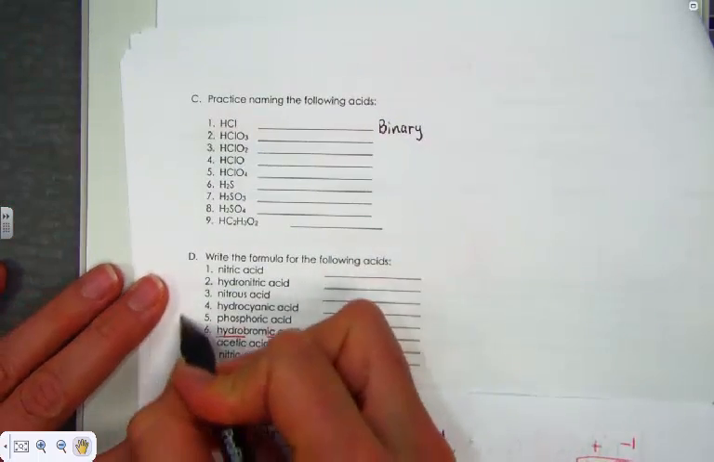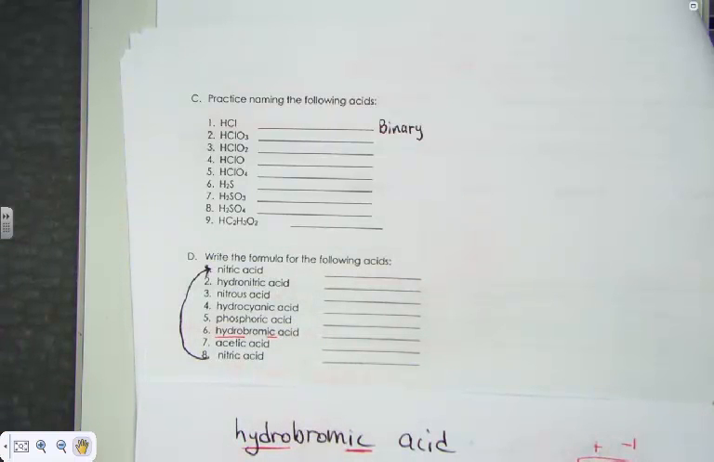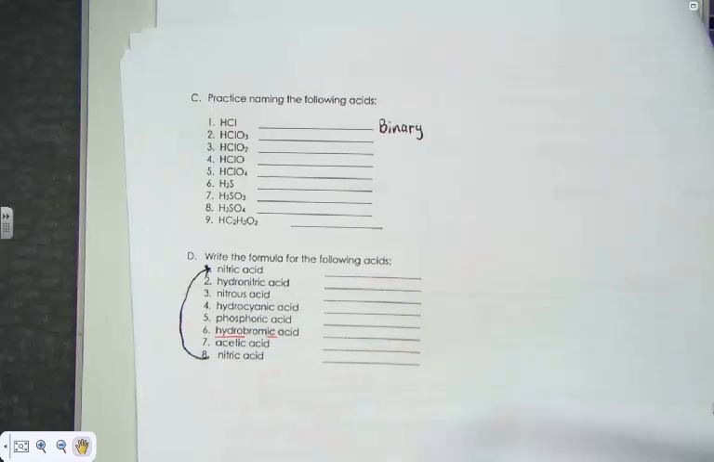Number 8, I noticed, and you probably will do the same as I did, it's the same as number 1. We will not do it twice. Nitric acid was already written as HNO3.